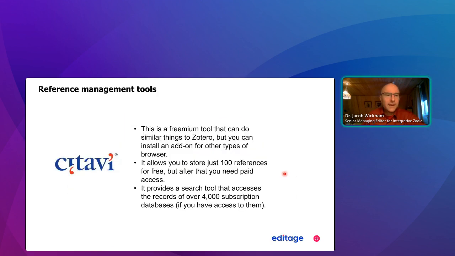So Citavi, this is a freemium tool. It's very similar to Zotero. You can install an add-on on your browser. The free version of it allows you to store 100 references, but after that you need to pay. It also provides a search tool that has records of over 4,000 subscription databases, which you have to have access to through your library. Or if you're working remotely, you can log on to your university account.